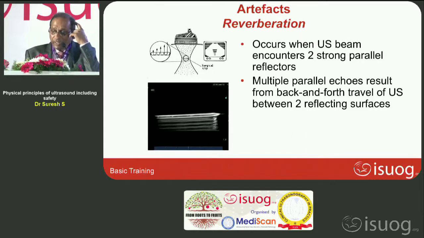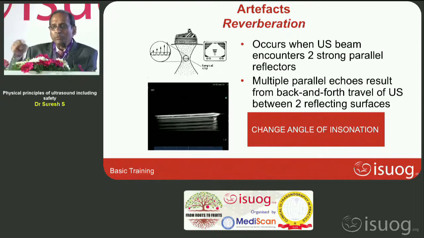The other artifact is called reverberation artifact. Now reverberation artifact occurs when the ultrasound beam encounters two strong parallel reflectors, and it's like standing in front of a mirror. If you have a mirror at your back side and also in your front side, you will be able to see your face several times in the mirror. So this is called multiple internal reflection, and here multiple parallel echoes result from ultrasound traveling back and forth between the two reflecting surfaces.